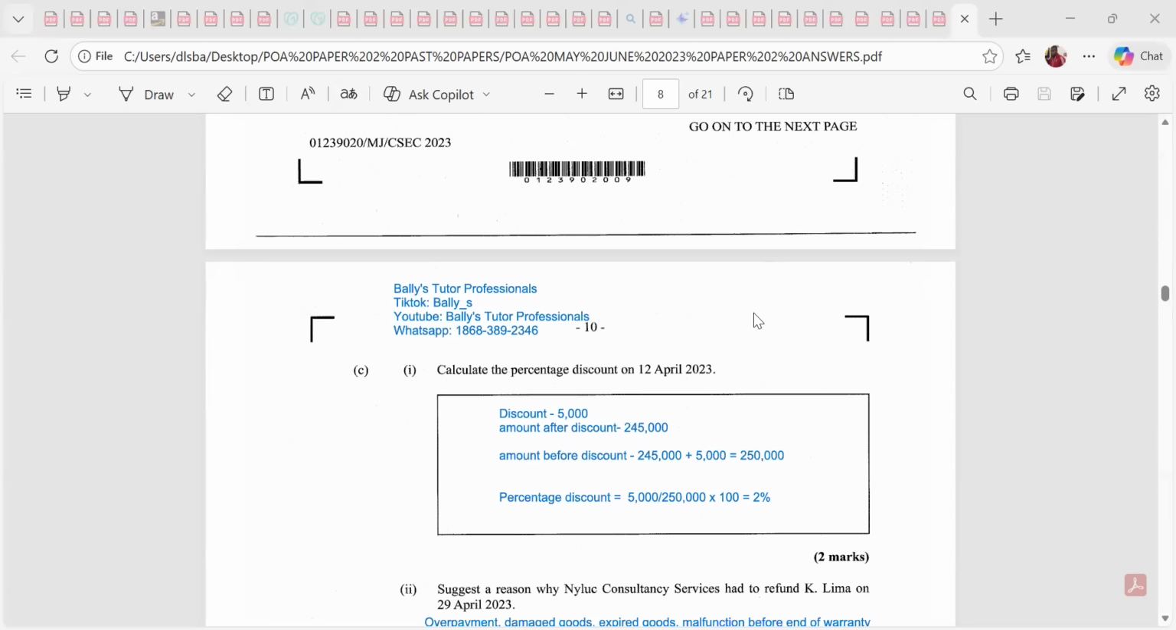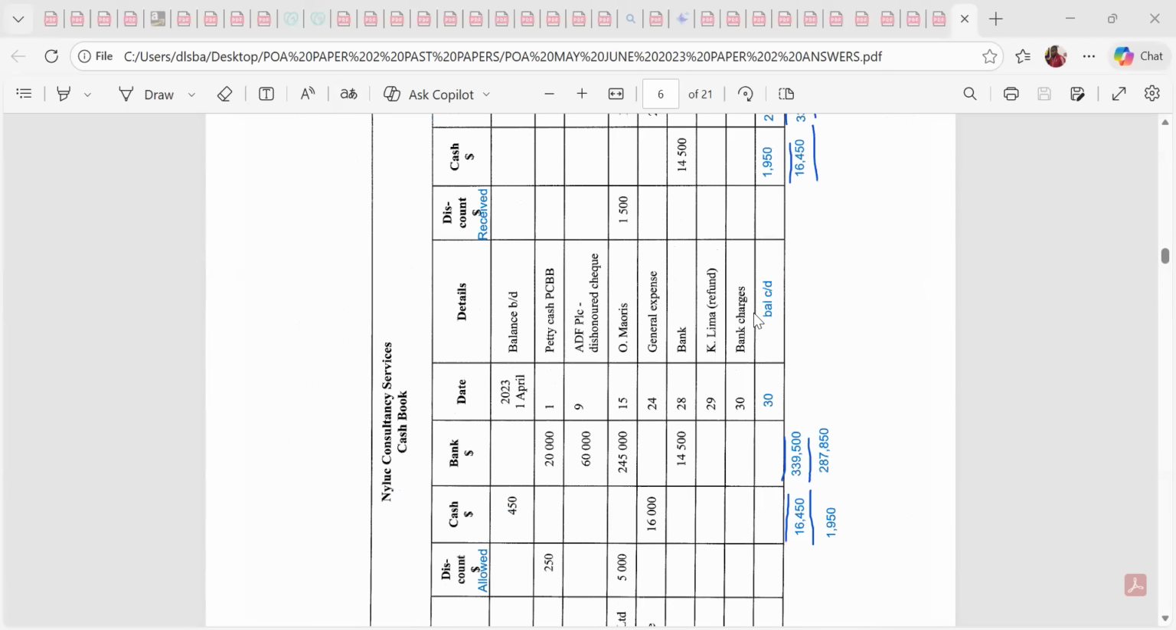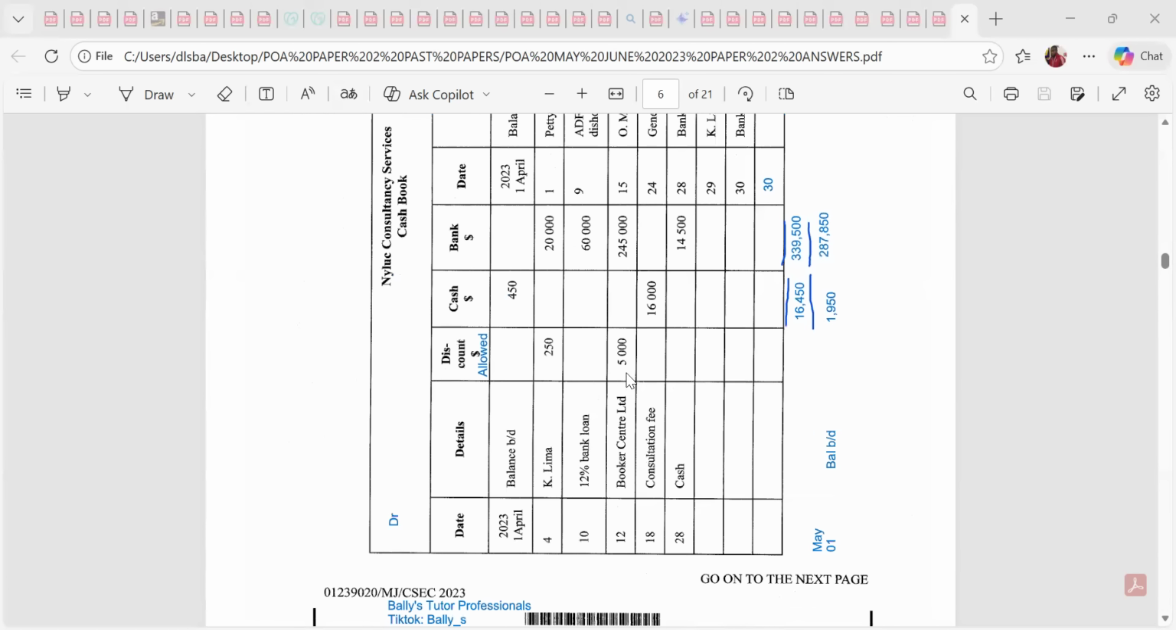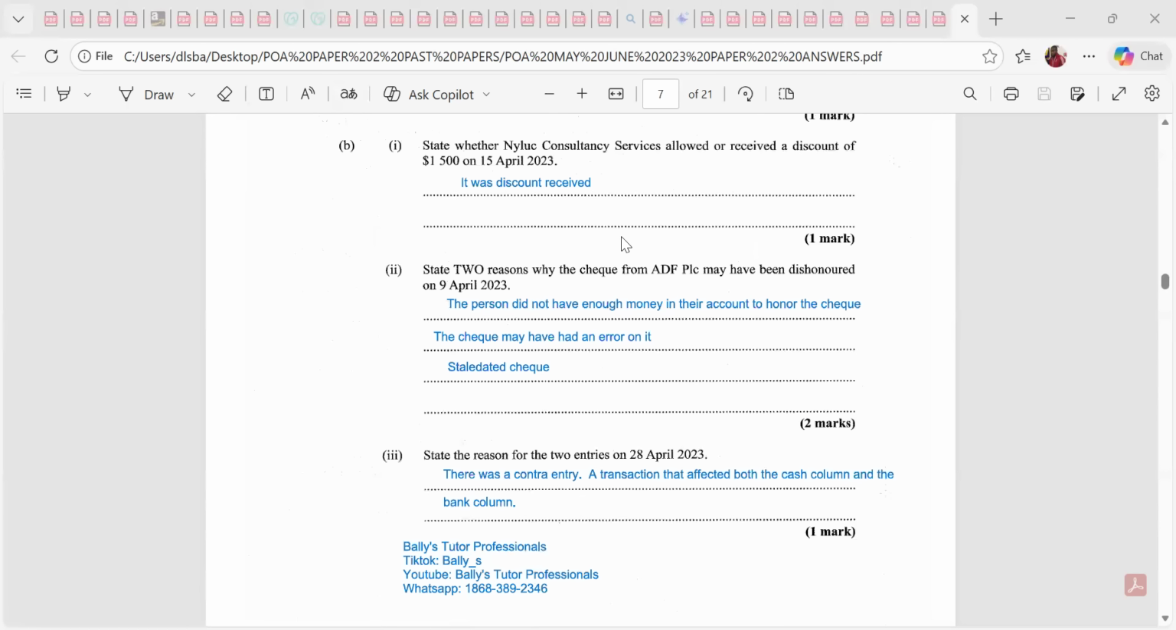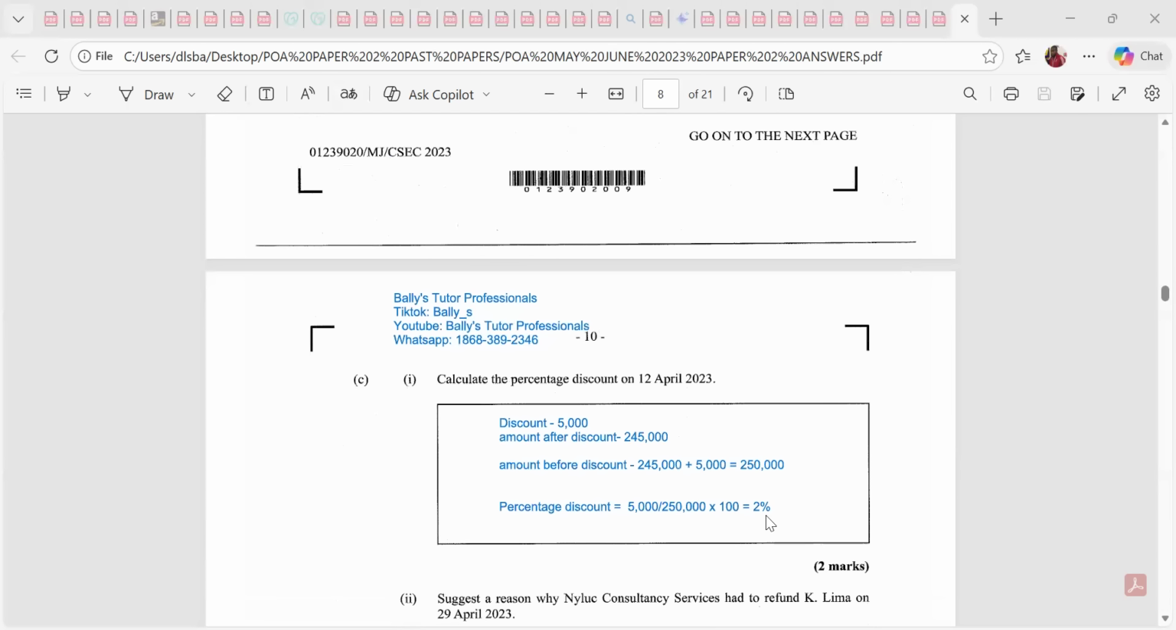Calculate the percentage discount on the 12th of April. Right, so $5,000 discount. And a bank of $245,000, which means the full amount could have been $245,000 plus $5,000, which would be $250,000. So the discount will be $5,000 divided by the full amount, $250,000, multiplied by 100, which is 2. So the discount would have been 2%. Calculate the amount before the discount by adding back the discount, and then take the discount divided by the total amount, multiplied by 100.